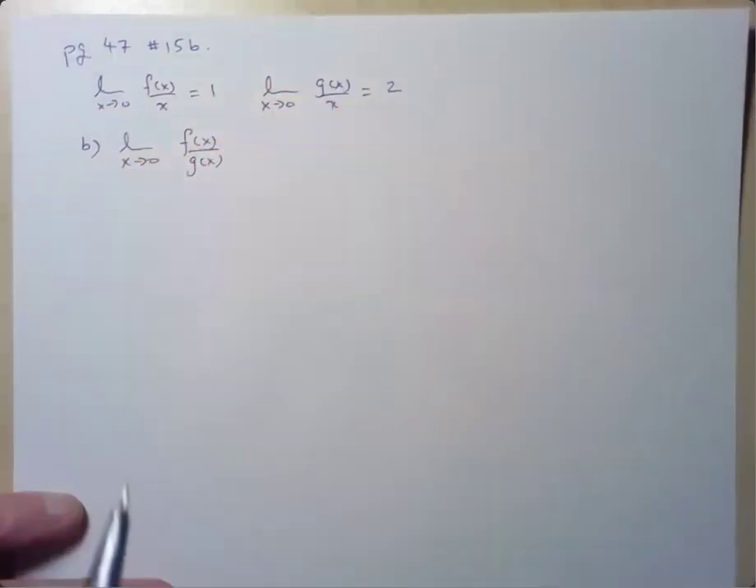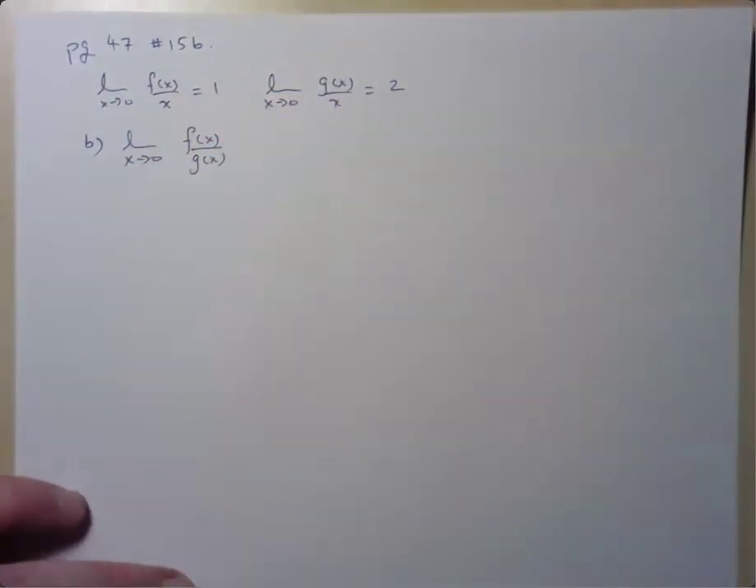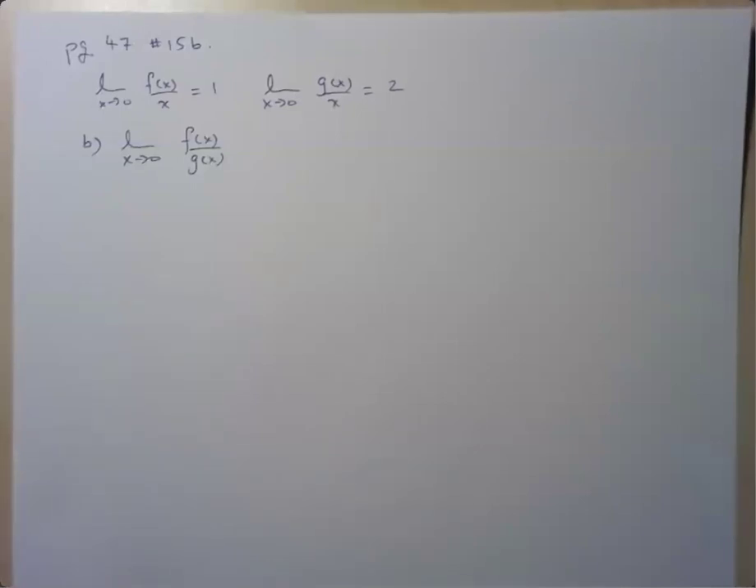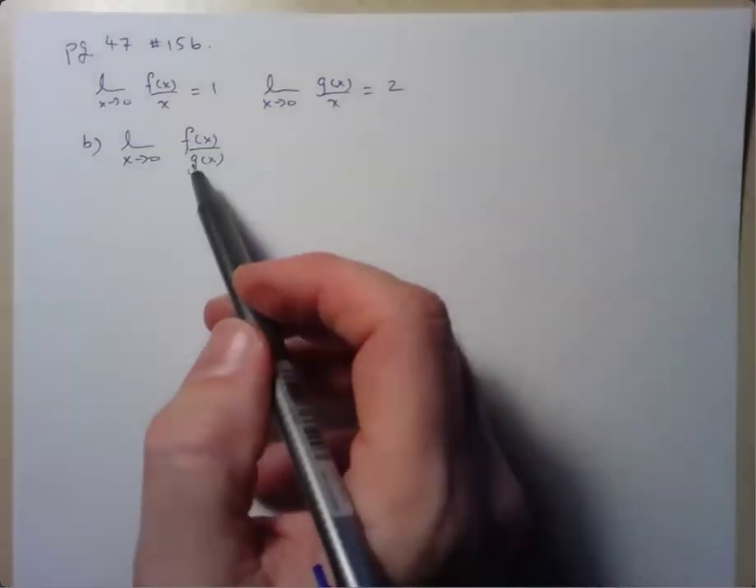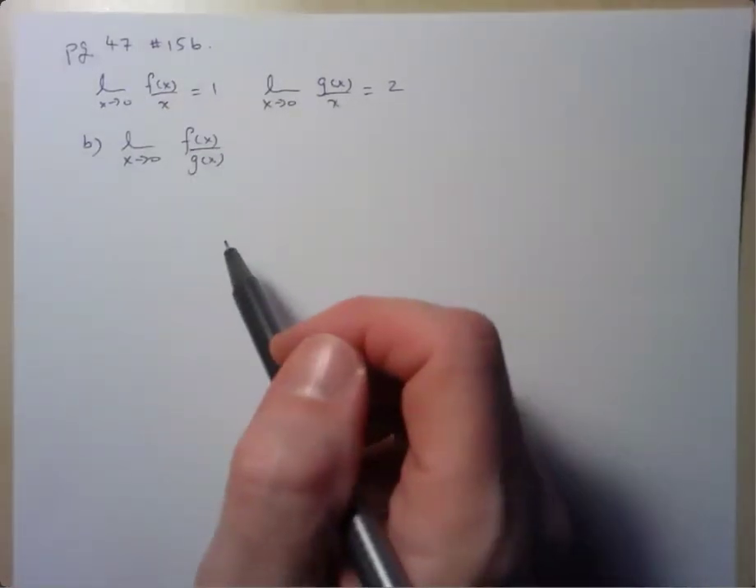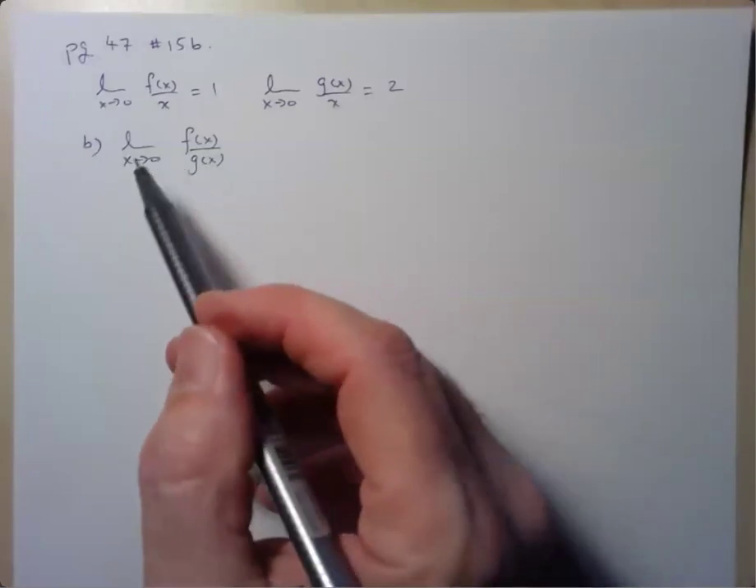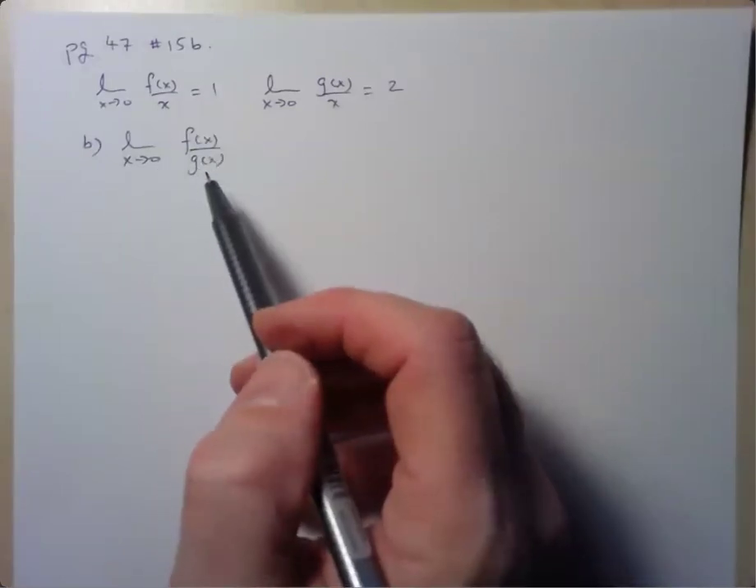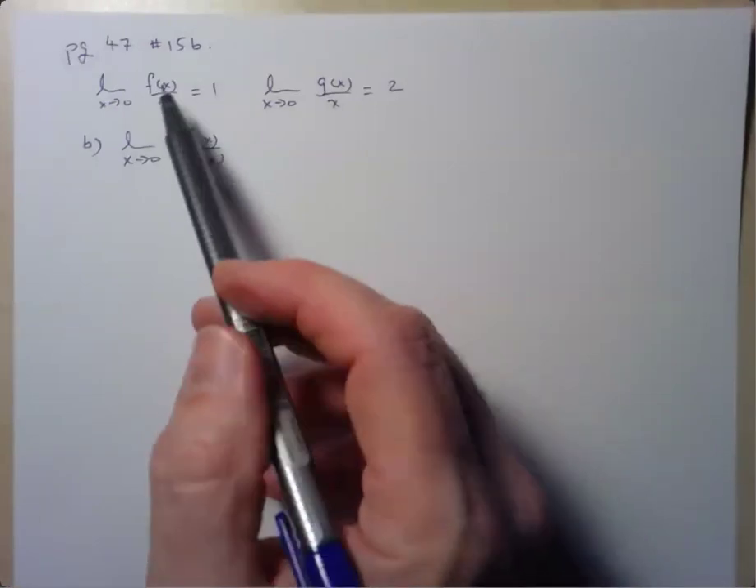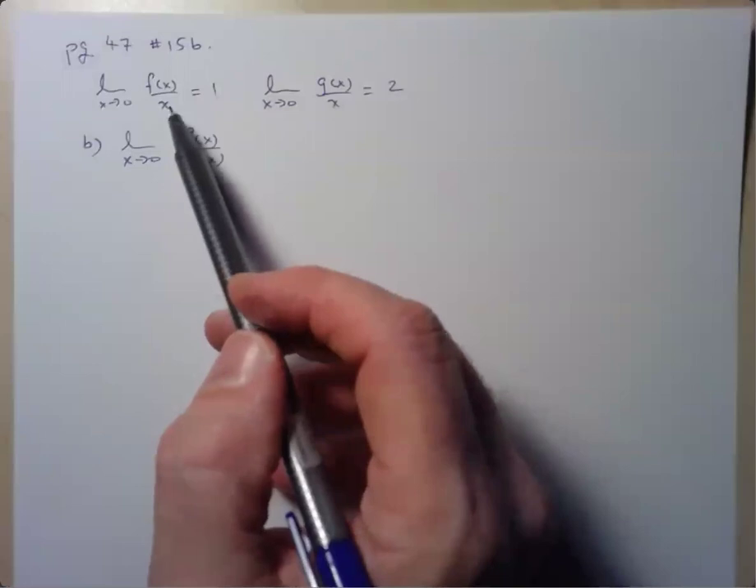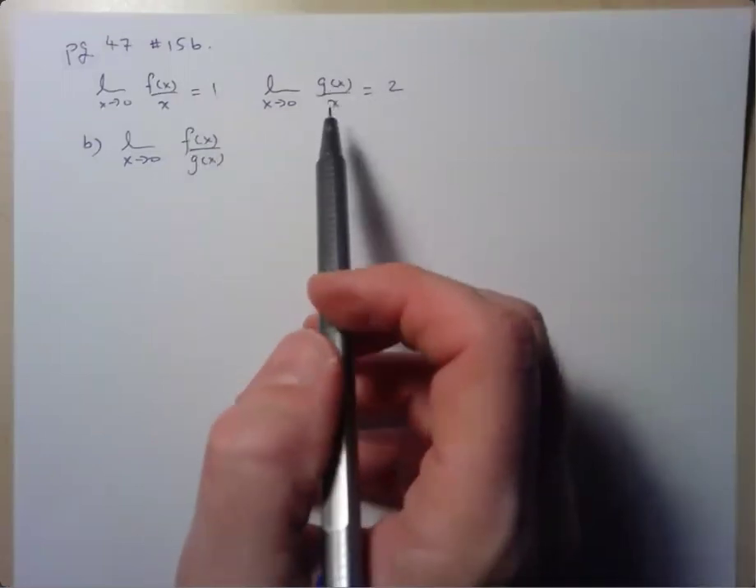And in B, they want us to determine the limit as x approaches 0 of f of x over g of x. This is a very nice question because it forces you to find a connection between what you're looking for and what you're given. You're given information about limits that involve f and g, but not directly about f and g. What you're told is the limit of f of x over x, and the limit of g of x over x.